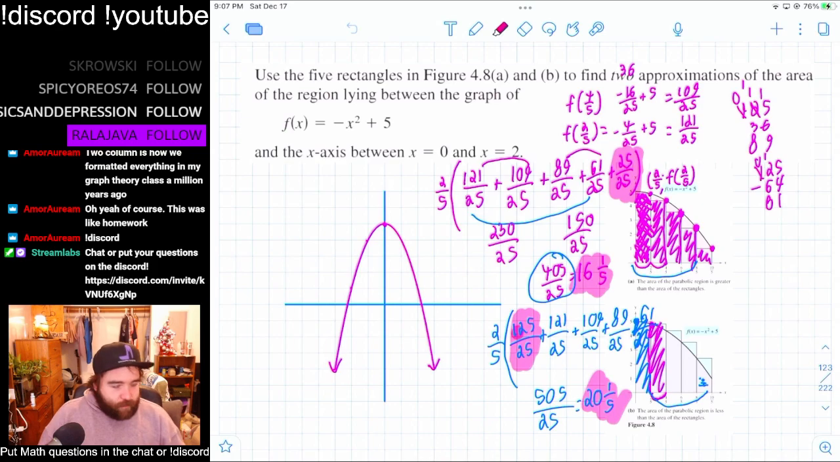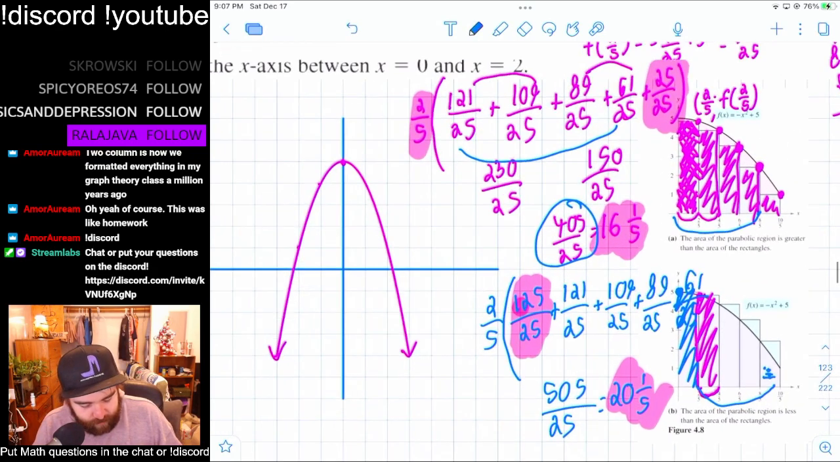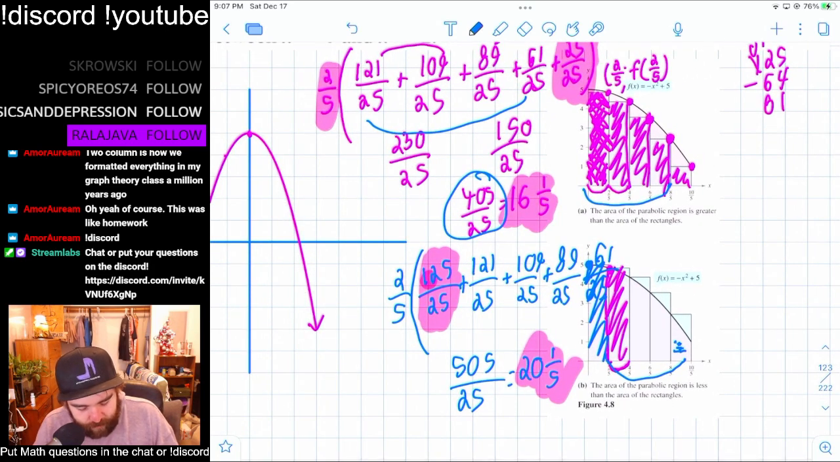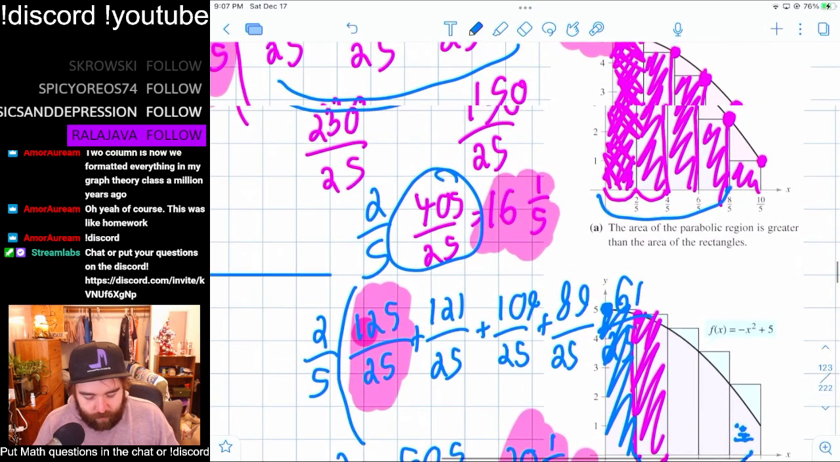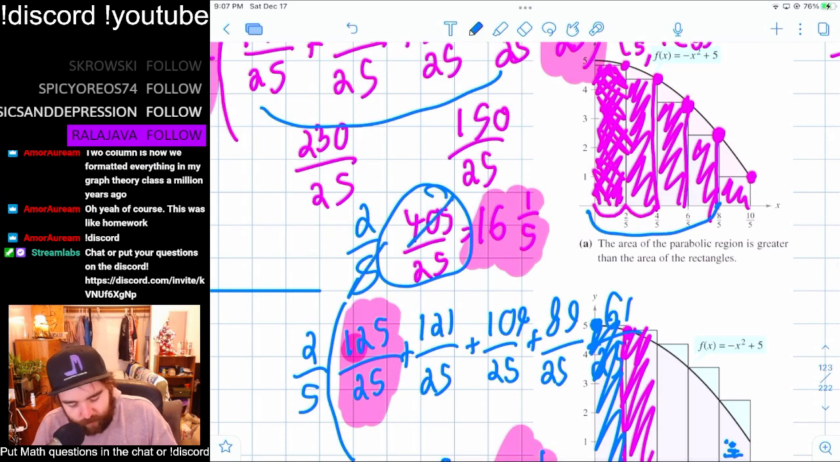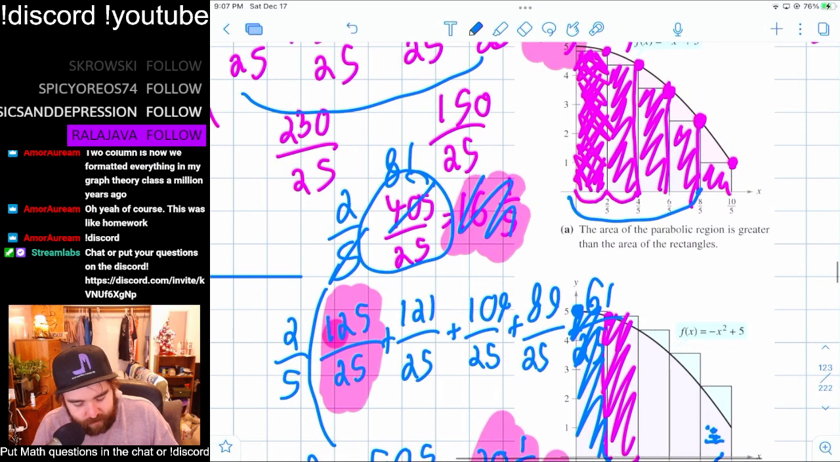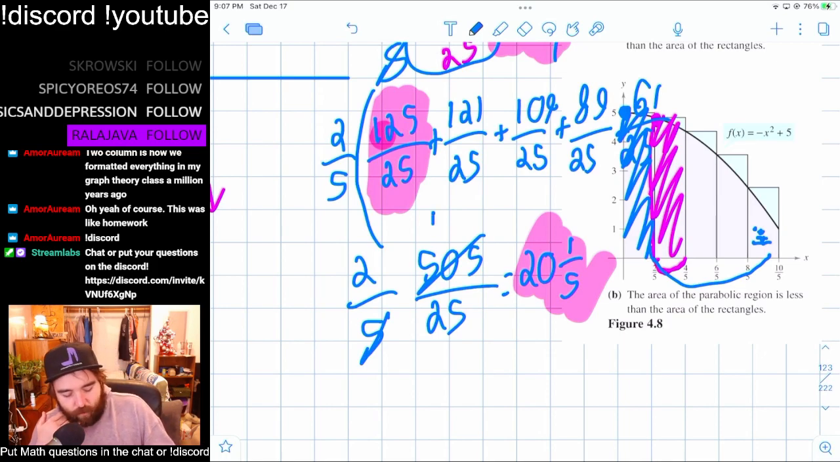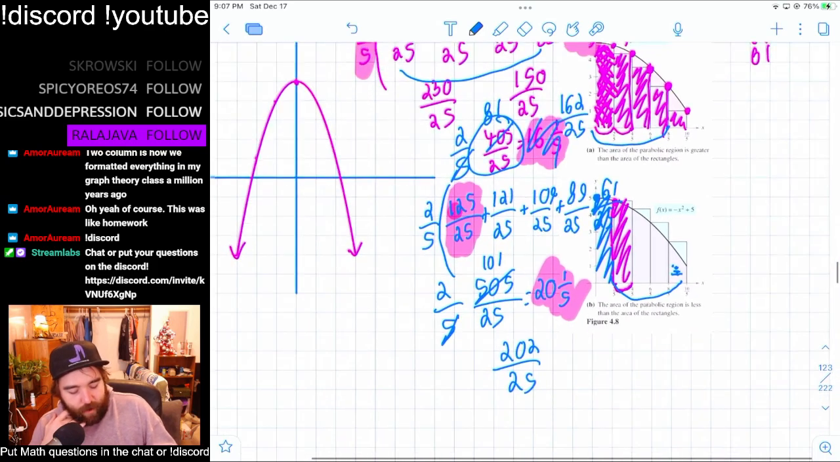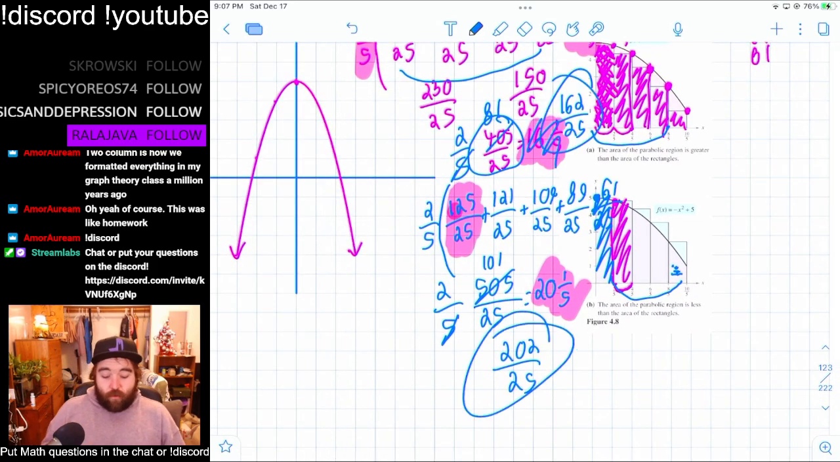All right. I found my small problem. I neglected this 2/5. So we have to multiply this by 2/5 and this by 2/5. That's the problem. So what ends up happening then is this can cancel with this and make that an 81. So it ends up being 162 out of 25. And this cancels with this, makes that a 101. So this is 202 out of 25. And so our actual area is somewhere between those.